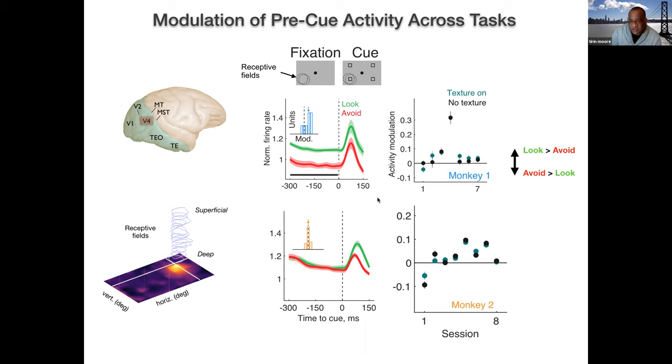So across all the neurons and all the sessions, activity was slightly but significantly higher during the look task versus the avoid task. But that change in activity, as you can see, was quite small and quite variable across the experimental sessions in both the animals. So we weren't too impressed.